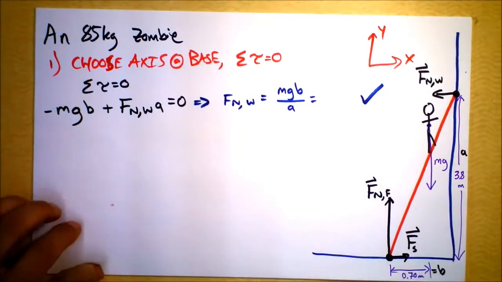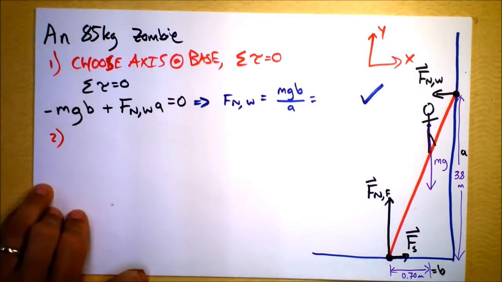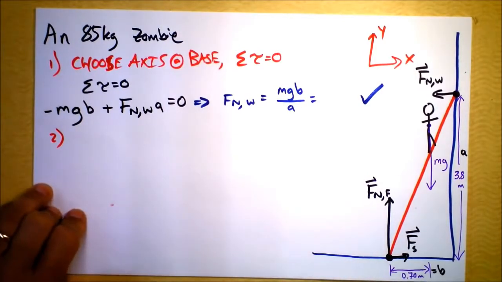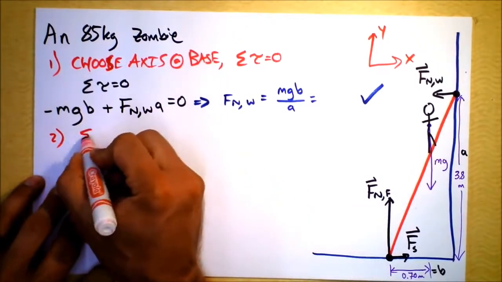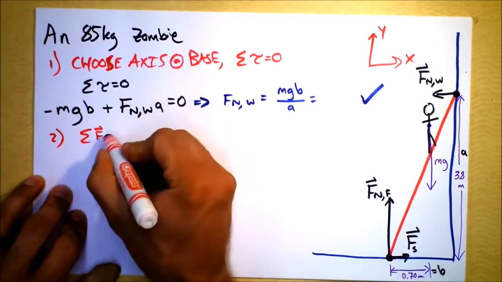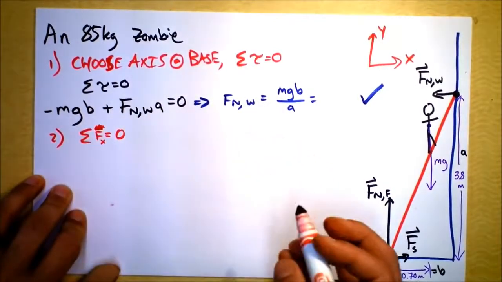The next step is, well, what do you want to do? You want to solve forces in X or you want to solve forces in Y? It actually doesn't matter. We're going to be fine either way. Let's say that we solve forces in X first. This is Newton's second law in the X direction. We're going to say the net force in the X direction is equal to 0.